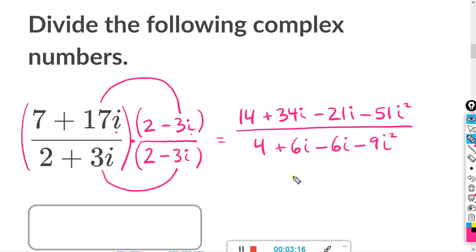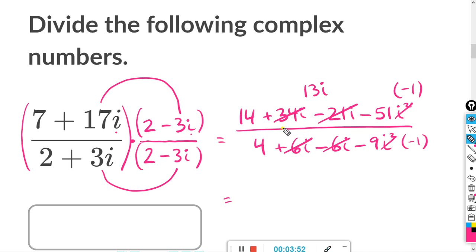All right. So 6i minus 6i, that cancels. And that should happen every time when you do this properly. 34i minus 21i. Well, 34 minus 21 is positive 13. And we still have the i. All right. And of course, i squared is just negative 1. And right here as well, i squared is just negative 1.